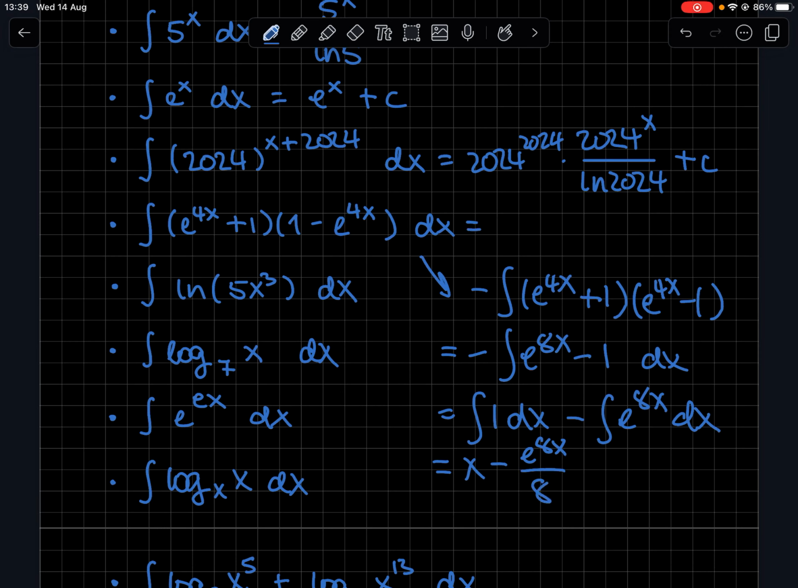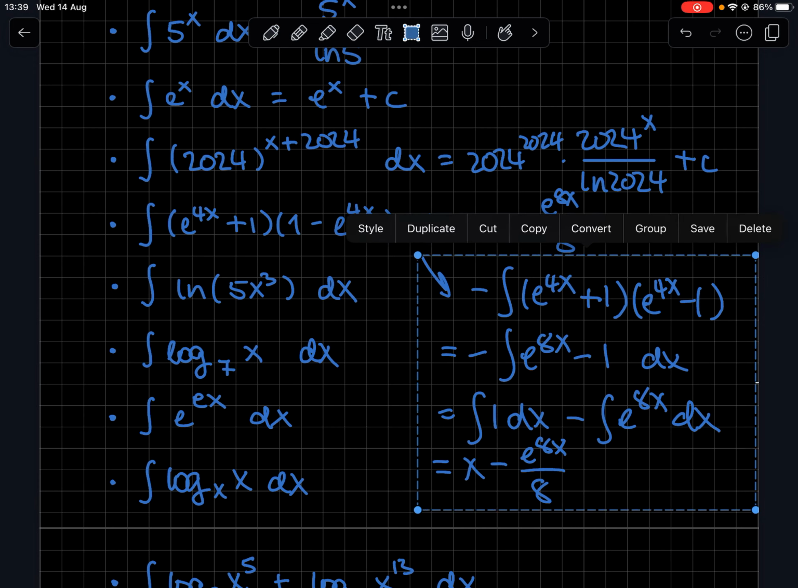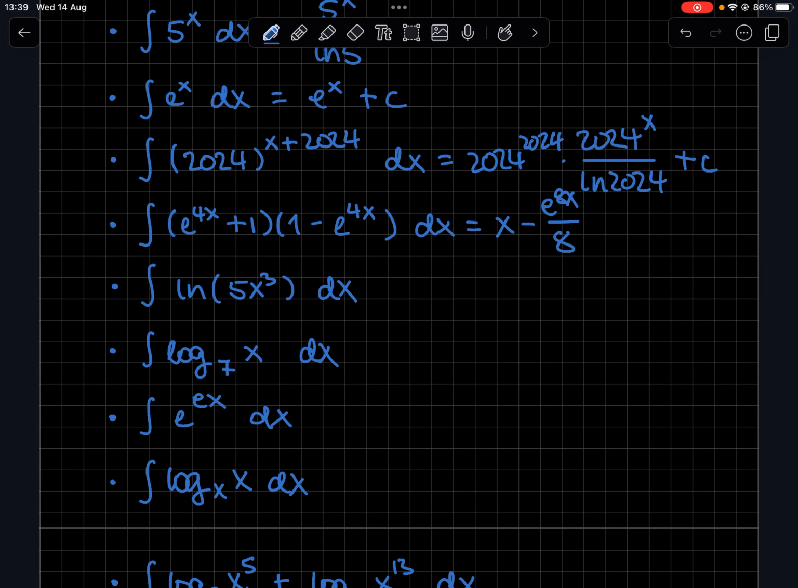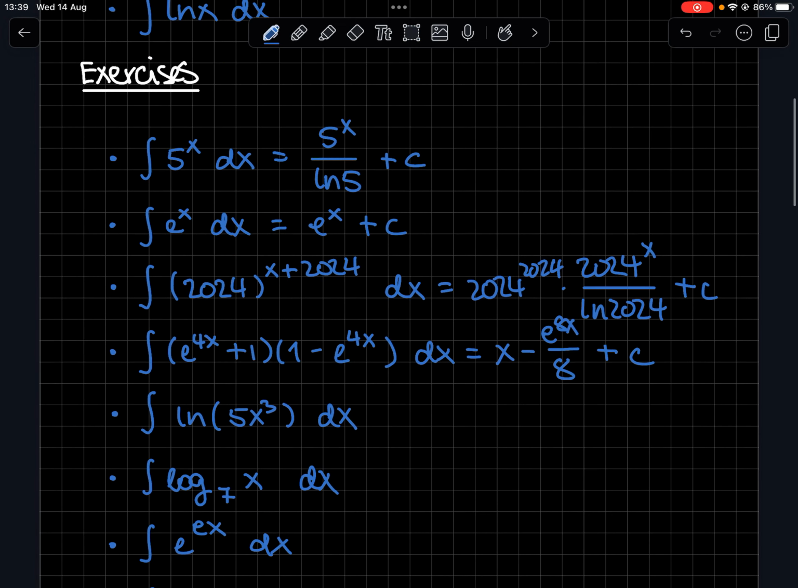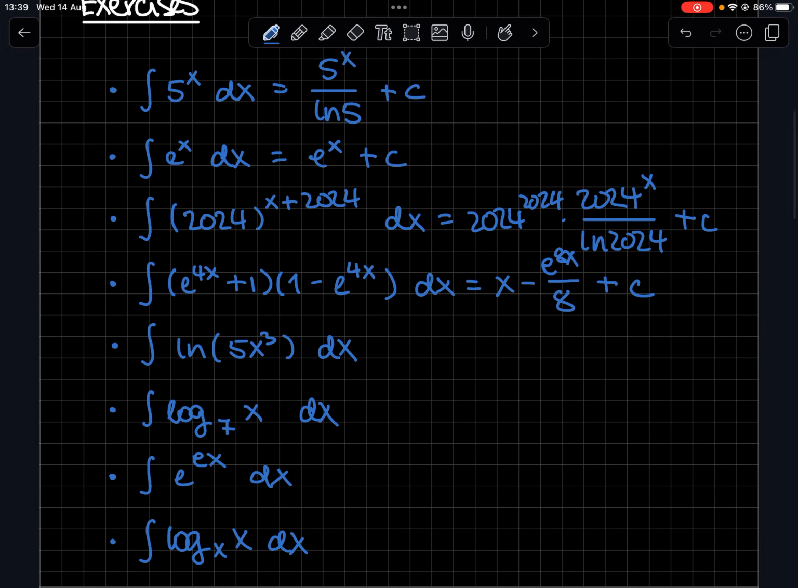Let's write the final answer up here. x minus e to the power of 8x over 8. There we go. Plus c. Next question, we have the ln of 5x cubed. And I can just use 2 log rules to simplify it.